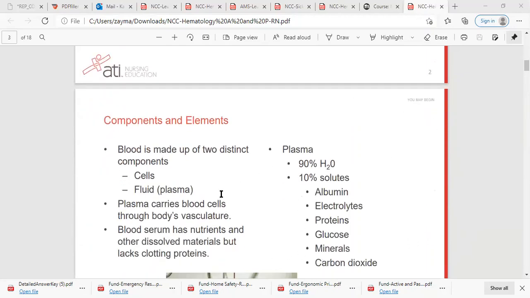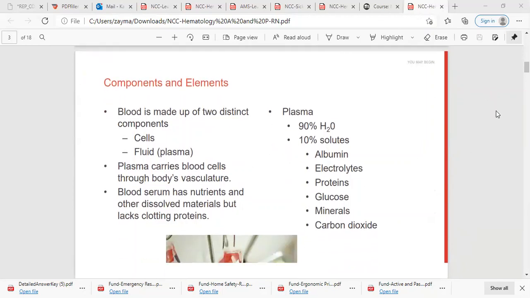Hematology and oncology usually work together because cancer is a distortion of the blood cells, right? So blood, obviously, we have a liquid part of blood, which is our plasma, and then we have our blood cells, which are our red, our white, and our platelet cells, right?